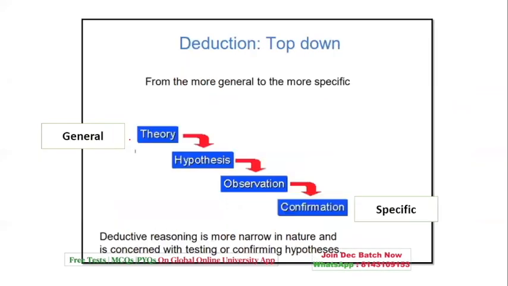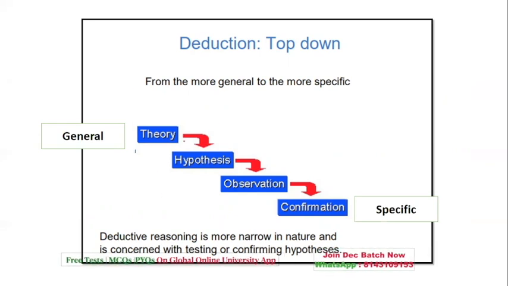When I say deductive, it is from top to bottom, deduct. So you go in the form of many, you go on subtracting, and you come to one specific individual. So that is specific, a particular. It comes with a theory, hypothesis, observation, and confirmation.